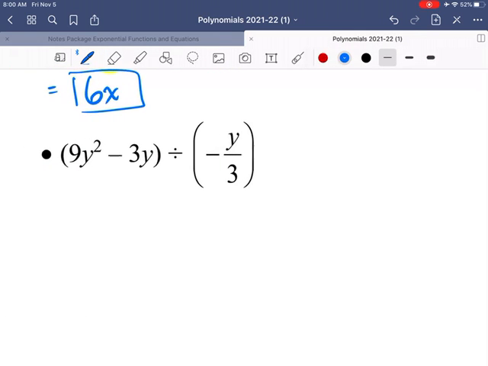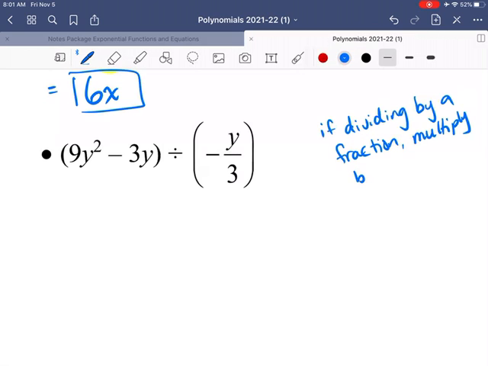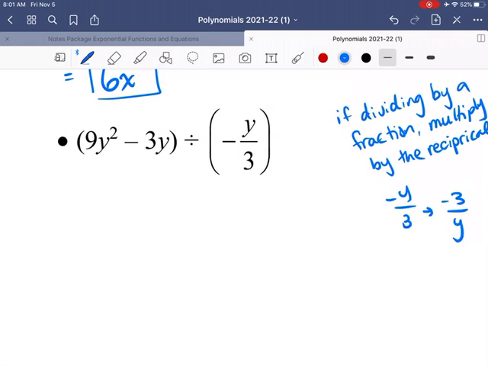Well, if you recall, if you were dividing by a fraction, you can multiply by the reciprocal. Okay? So the reciprocal of negative y over 3 is going to be negative 3 over y. So each part is actually going to be multiplied by negative 3 over y.